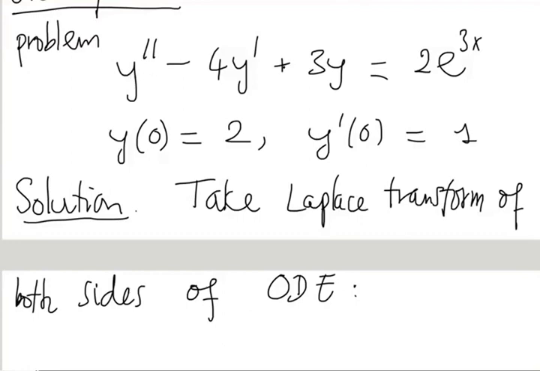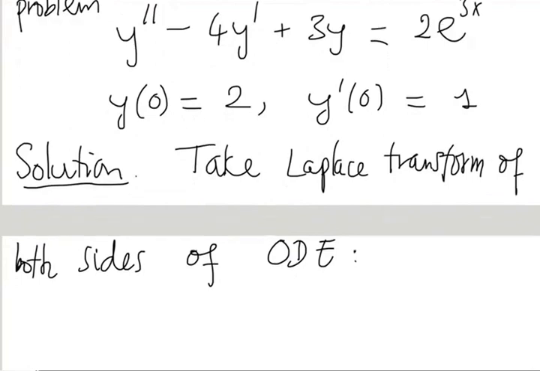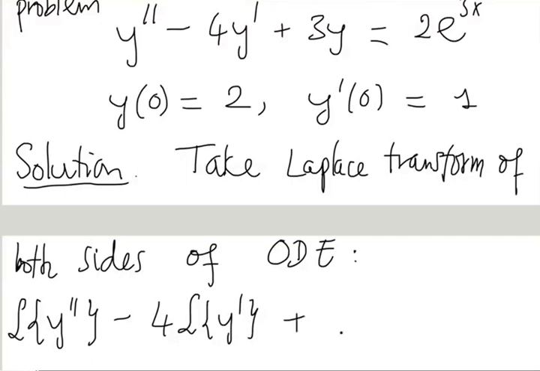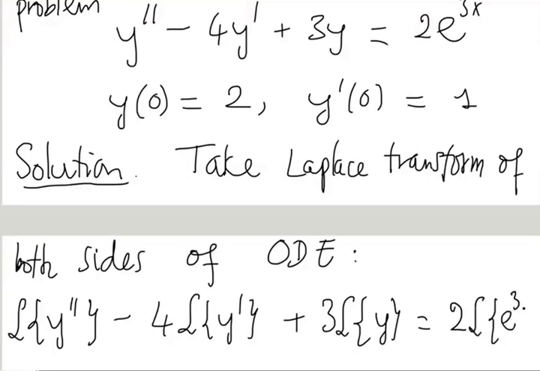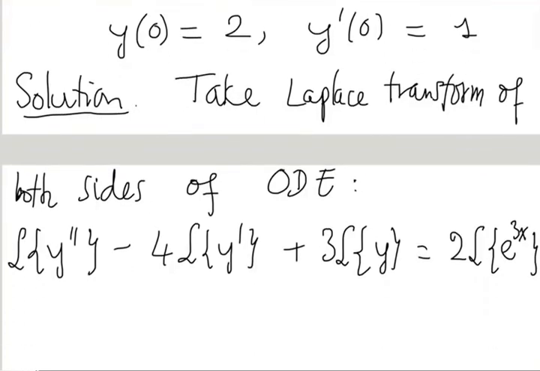Then on the left side, using linearity, we can break the Laplace transform into several pieces. Let me just write that quickly. We have the Laplace transform of the second derivative, minus 4 times the Laplace transform of the first derivative, plus 3 times the Laplace transform of y. On the right hand side, we have the Laplace transform of 2e to 3x. We can pull out the 2, we have the Laplace transform of e to 3x. Now, we use the formulas.